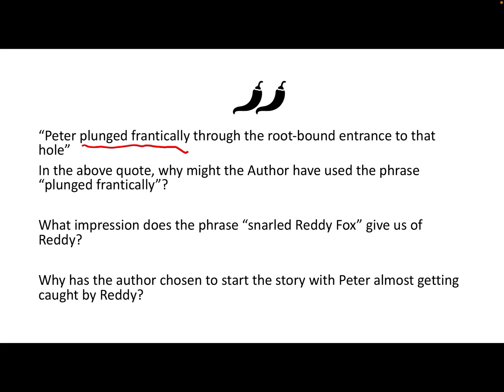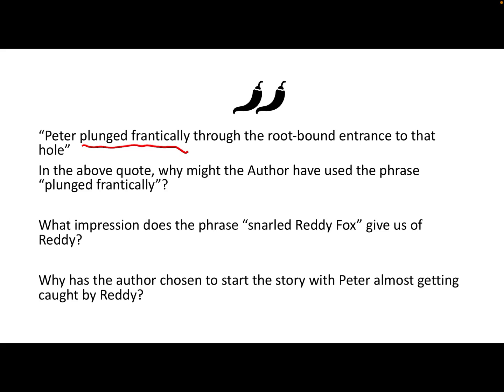He plunged frantically through the root-bound entrance to the hole. So what's happening? What's he doing? Thinking about what plunged frantically means. And why has he chosen to use that? So you've got the meaning of those. What's happening in the situation?